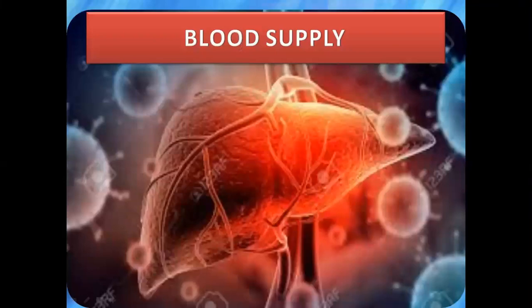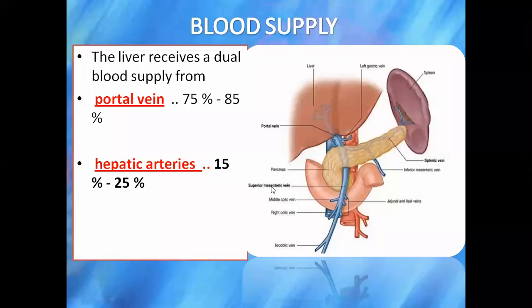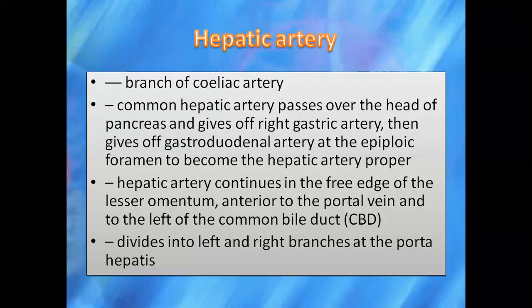The blood supply of the liver. The liver receives dual blood supply from the portal vein, which comprises about 75 to 85%, while the hepatic artery comprises 15 to 25%.